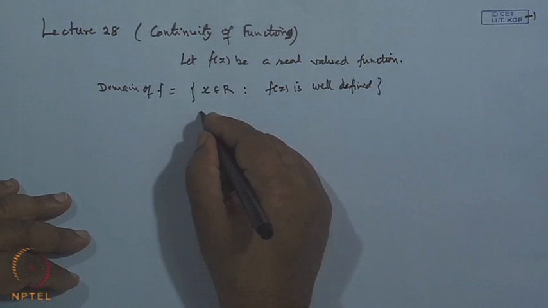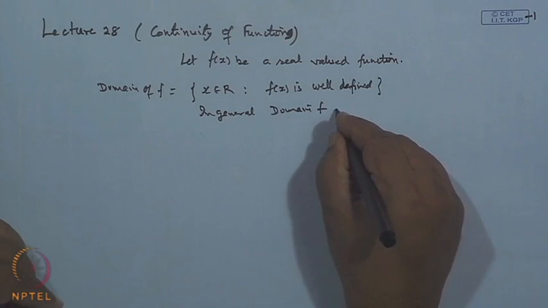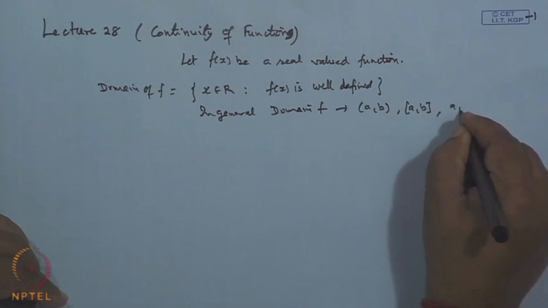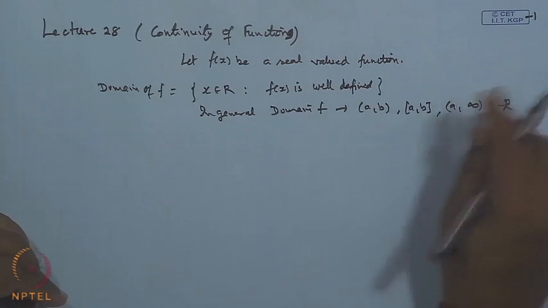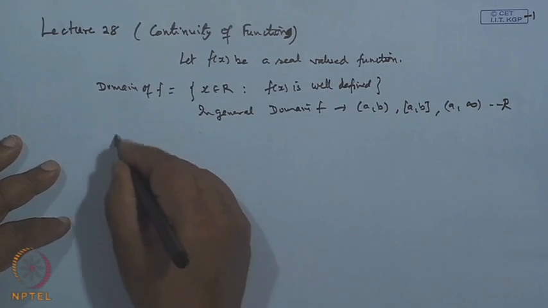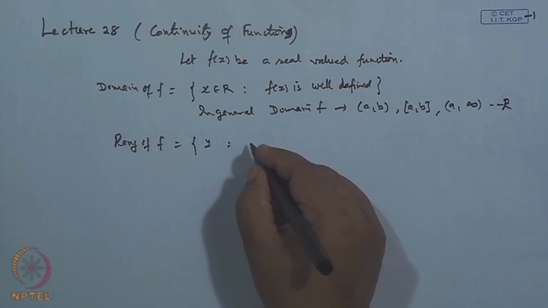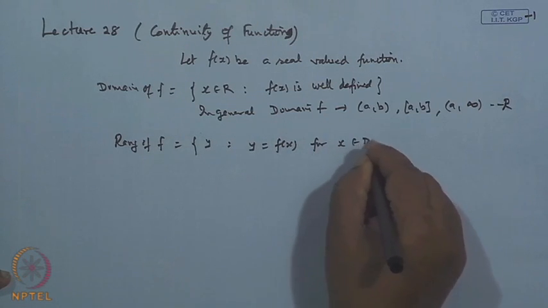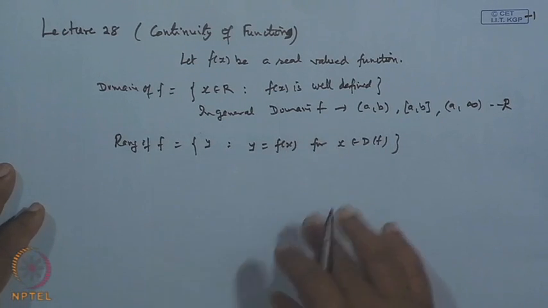Normally, in general, for the domain of f we consider either an open interval, or maybe a closed interval, or maybe a semi-closed interval, or even the entire real line R. So, it depends on the function where it is defined. And the set of those values of f is the range of f. Range of f means those y such that there exists some x in the domain of f with f(x) equal to y. Okay. So, the set of all images is the range of f.